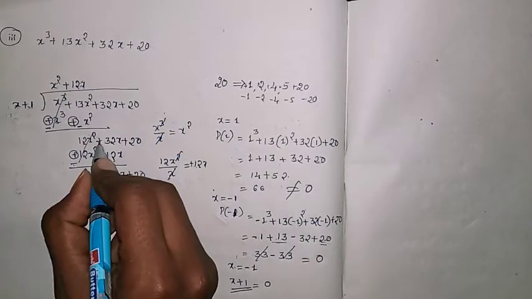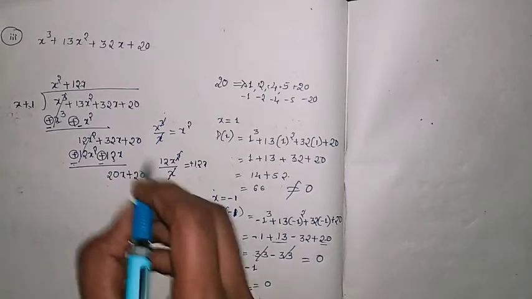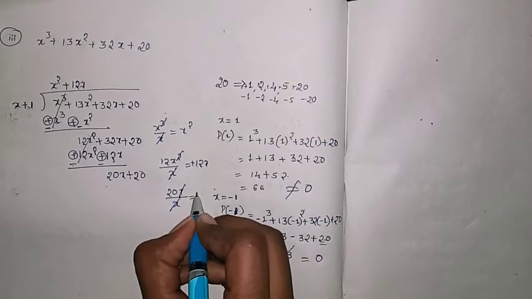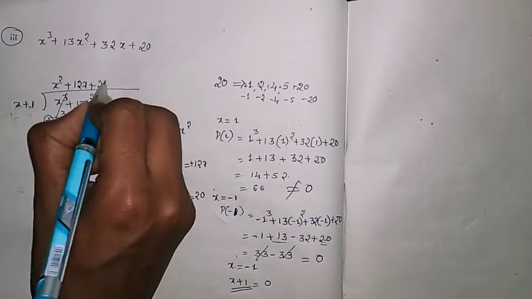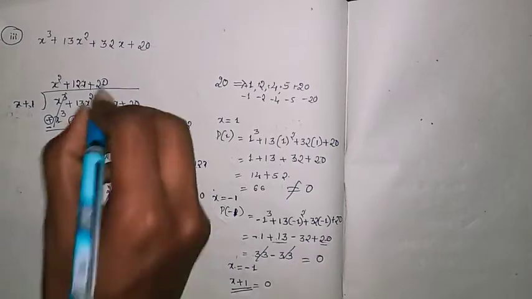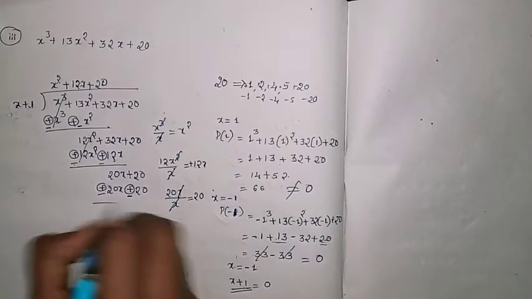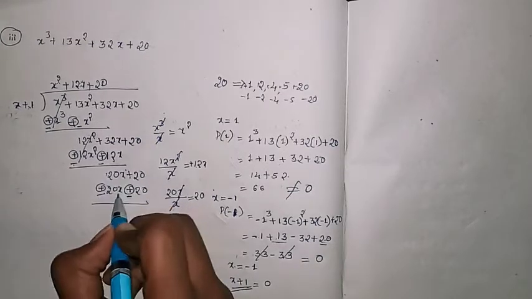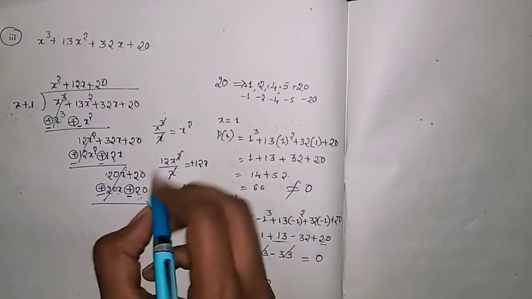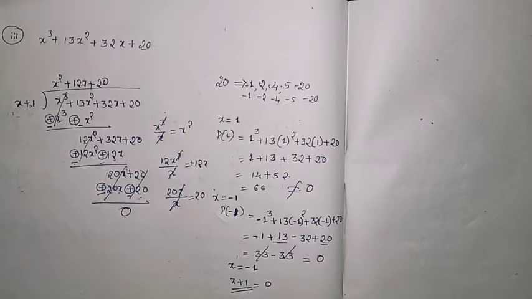Observe the sign: as it is the bigger number, it is positive. Then again 20x divided by x. So x gets cancelled, remaining is 20. So plus 20 into x is 20x, plus 20 into 1 is 20. Change the sign, so positive gets converted to negative. The x terms get cancelled, positive and negative. 20 minus 20 is 0. That means our remainder is 0. The remainder must and should come as 0.